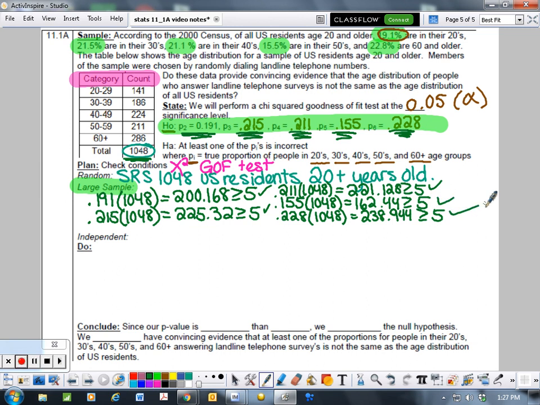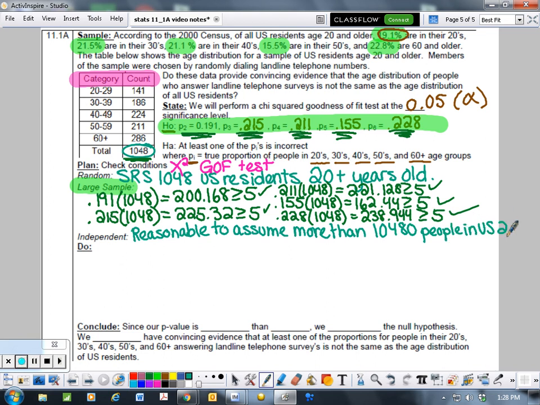So now I have to check independence. So let's see, we did not sample without replacement, so it's reasonable to assume that the population is more than 1048, add a 0 on, people in US 20 plus years old. Okay, so now we're ready to calculate our chi-squared statistic.